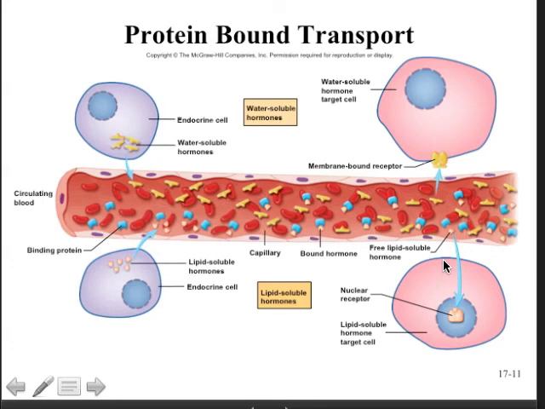And the receptors are either in the cytoplasm or in the nucleus. What happens next is that the receptor hormone complex will be escorted to the DNA. This will turn on certain genes, and the response desired will be produced.